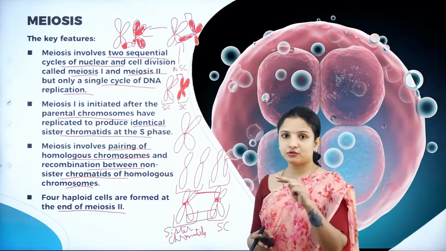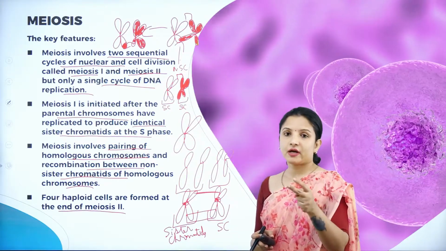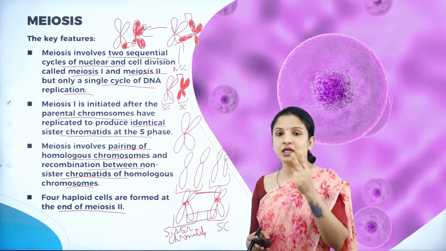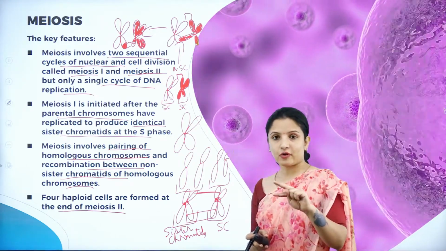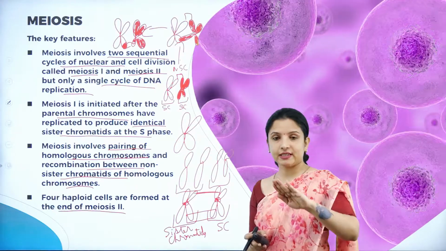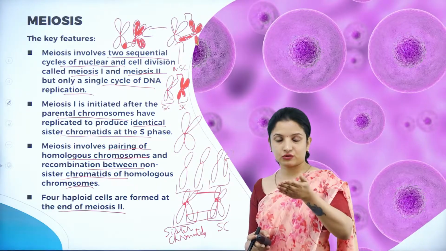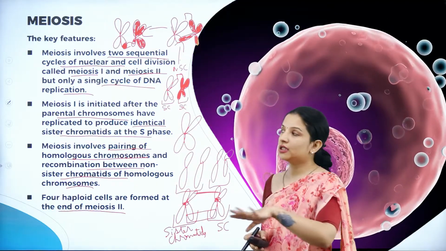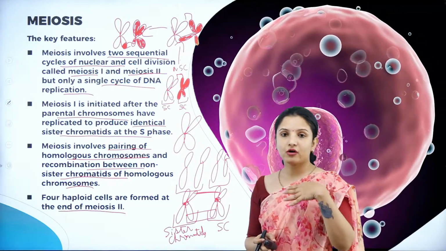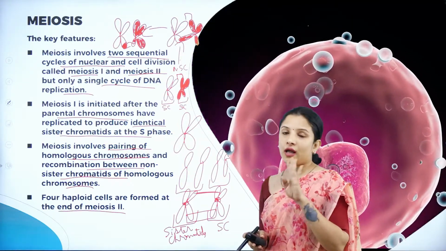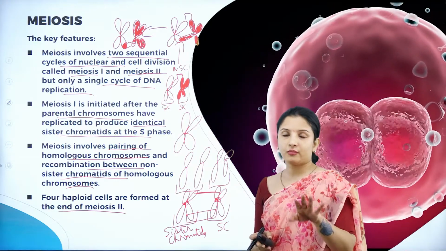First, meiosis 1: the parental cell will divide to form 2 haploid cells. In meiosis 2, again the 2 haploid cells, which are now the parental cells, will undergo meiosis 2 division to form 4 haploid cells. So at the end of meiosis 2, the 4 haploid daughter cells will get formed.